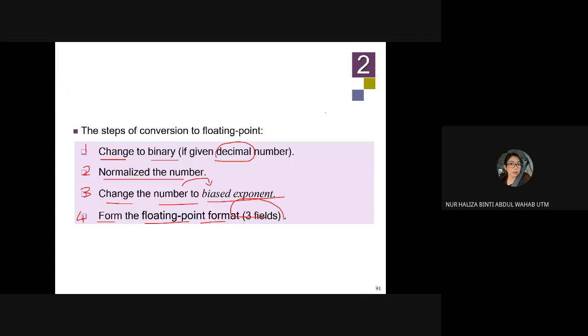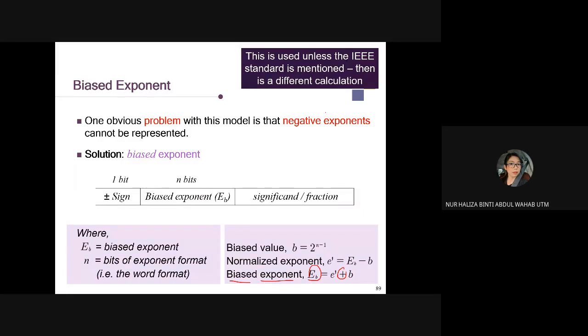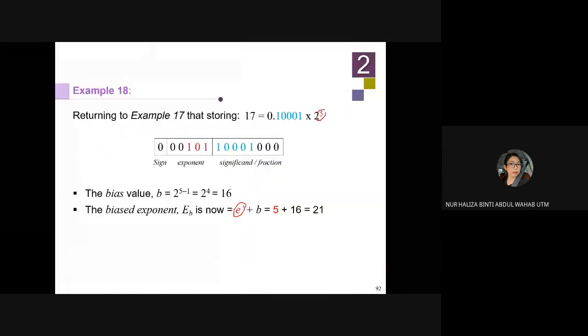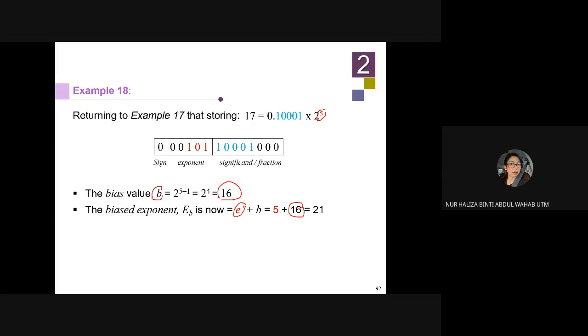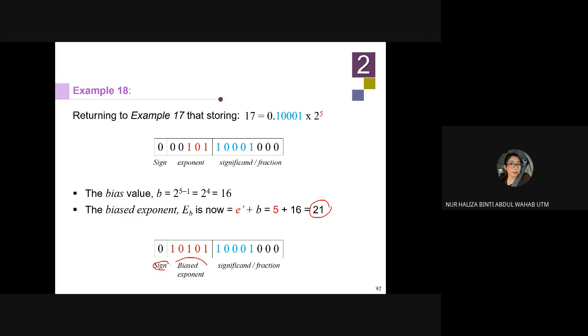Supposedly it's mentioned over here, but it's not mentioned here, your E prime. And you add your 16, your B over here. So your E from here is basically like your N. So you will get 21. Then you already get your answer: sign, bias exponent, and then the fraction is similar. So the bias exponent is 21.